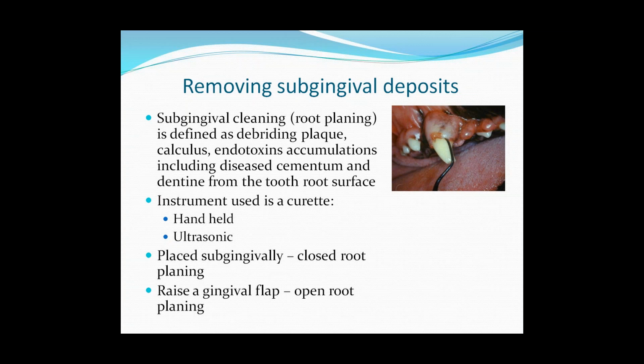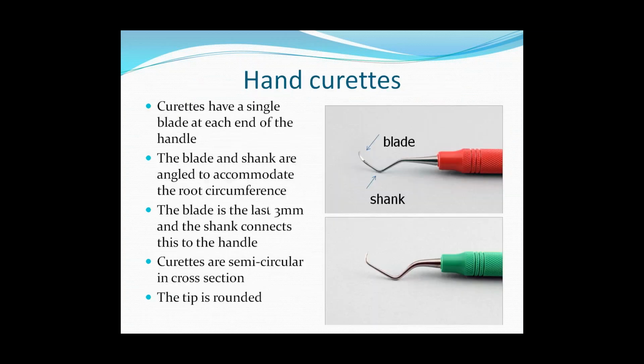So we use what's called a curette. There's handheld curettes and there's ultrasonic curettes. When we place the curette under the gum, such as in this clinical picture here, and you can't see the end of your curette, we call that closed root planing. If you're to raise a gingival flap and actually visualize and see what you're doing, we call that open root planing, and we'll go through both of those now.